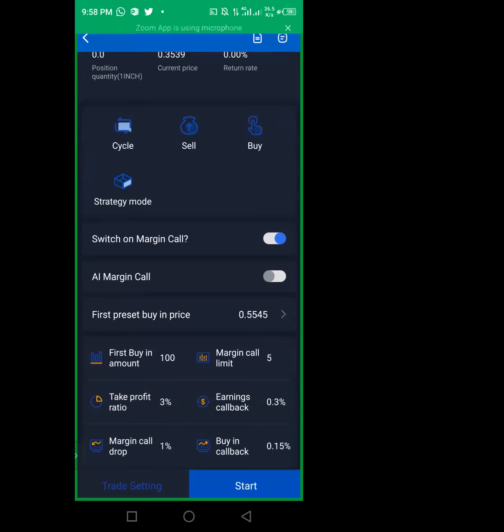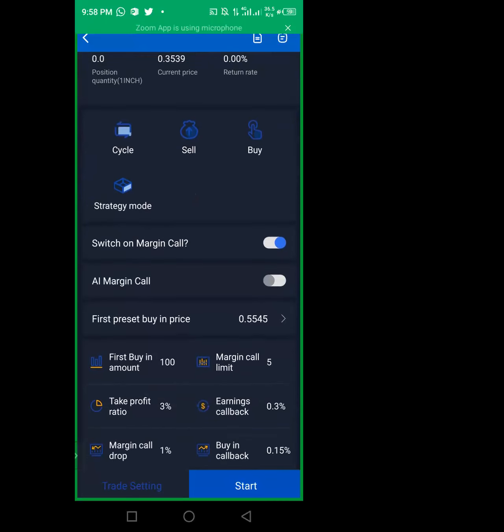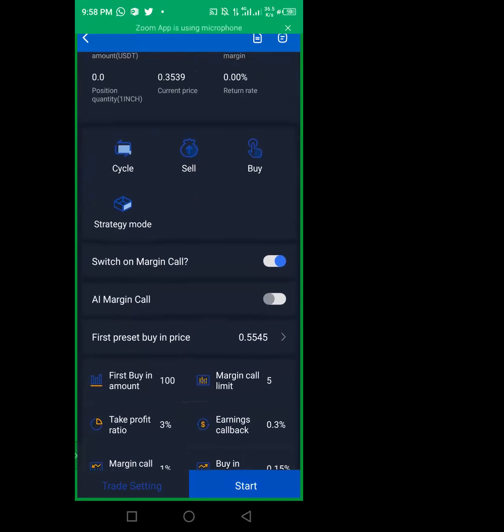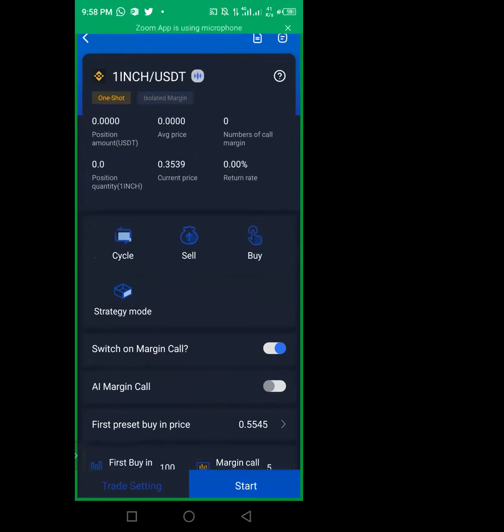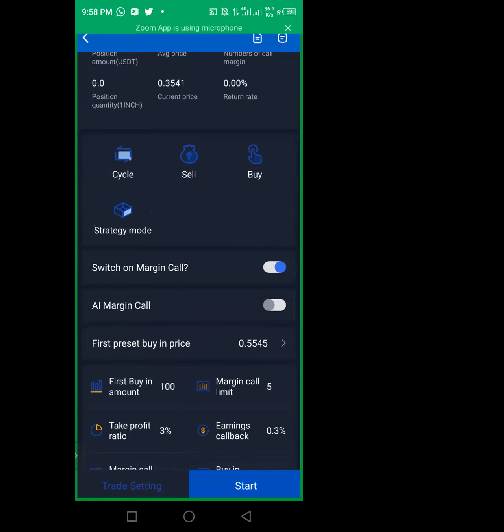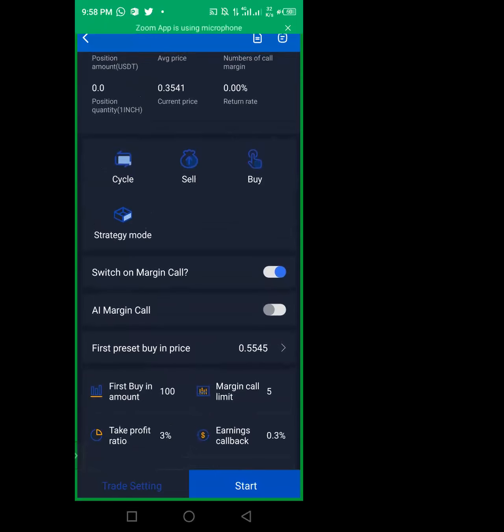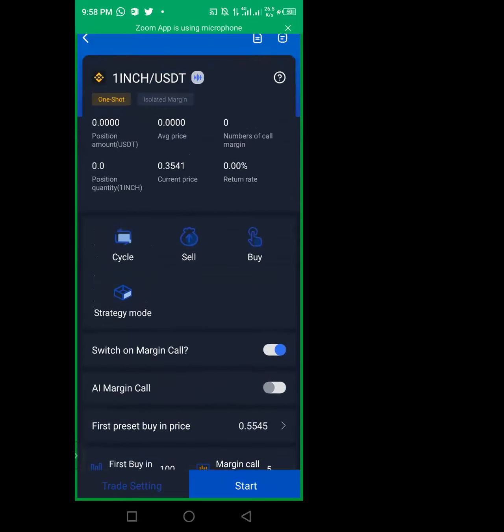for your return rate to be equal to your take profit ratio percentage. If your take profit is 3% and your return rate is 2%, you are in floating profits. The robot will not sell until your return rate increases to your take profit ratio, which is 3% here. Your return rate must get to 3% before it can trigger your sell. So now I've explained cycle, we have the sell.